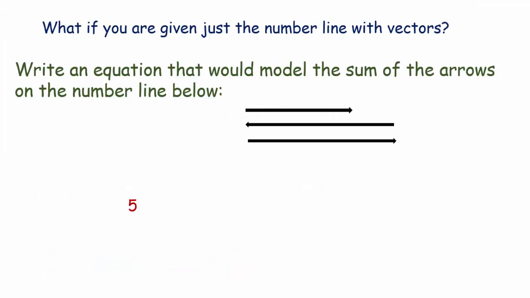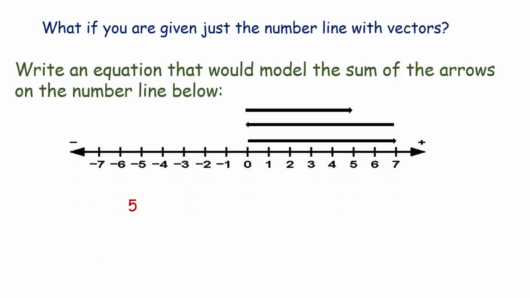All right, here we go. What if you're given just the number line with vectors? What we want you to do is write an equation that would model the sum of the arrows on the number line below. So let's check out our number line. Notice where our first number line starts. Here it is. It starts at 0, which we know is our starting point. Notice the direction that it moves in. It moves to the right. If it moves to the right, then that means it's a positive number. Our positive number in this case is a 7. So here we go. We got the 7 here.